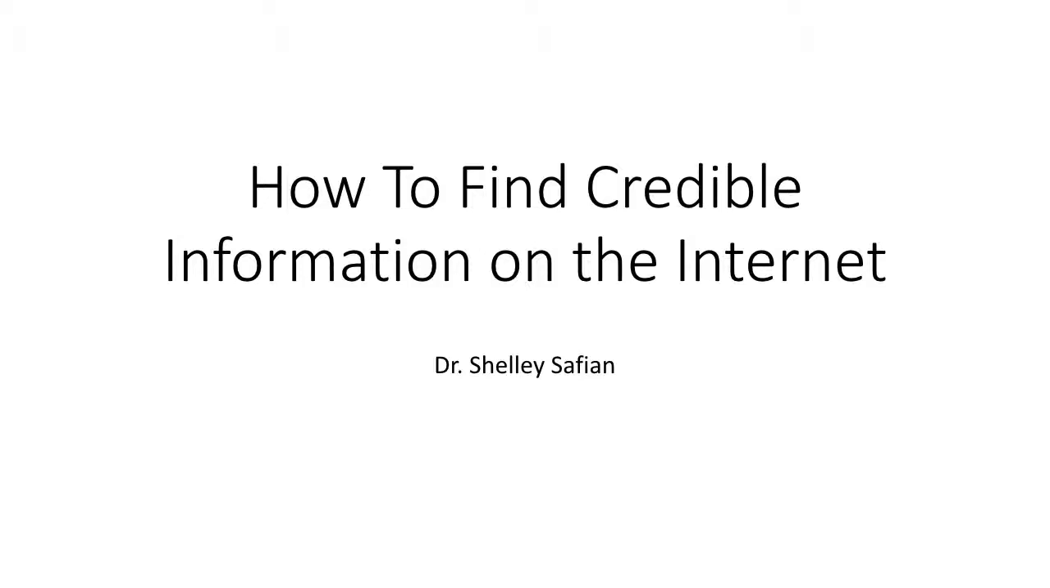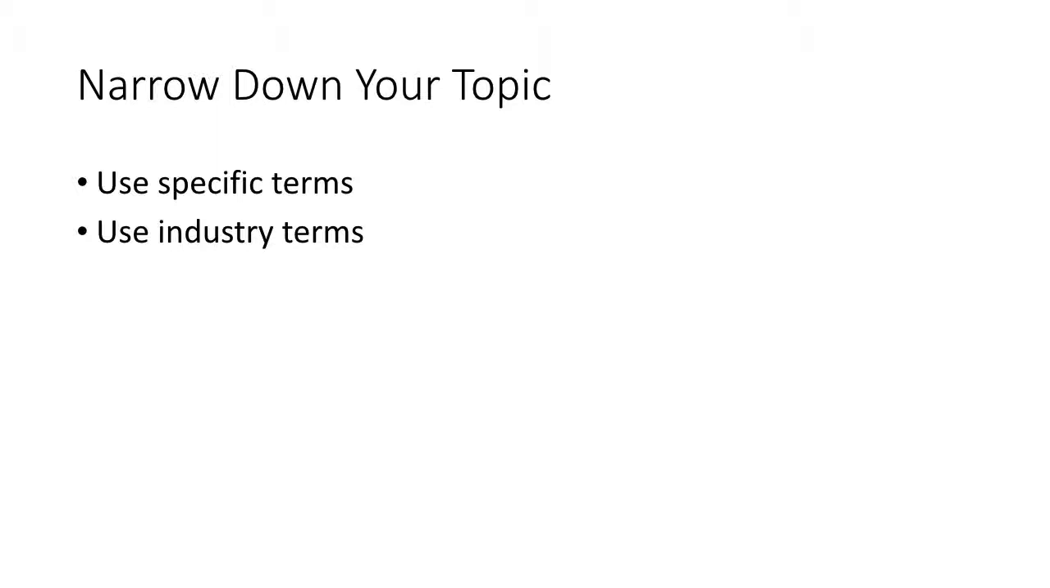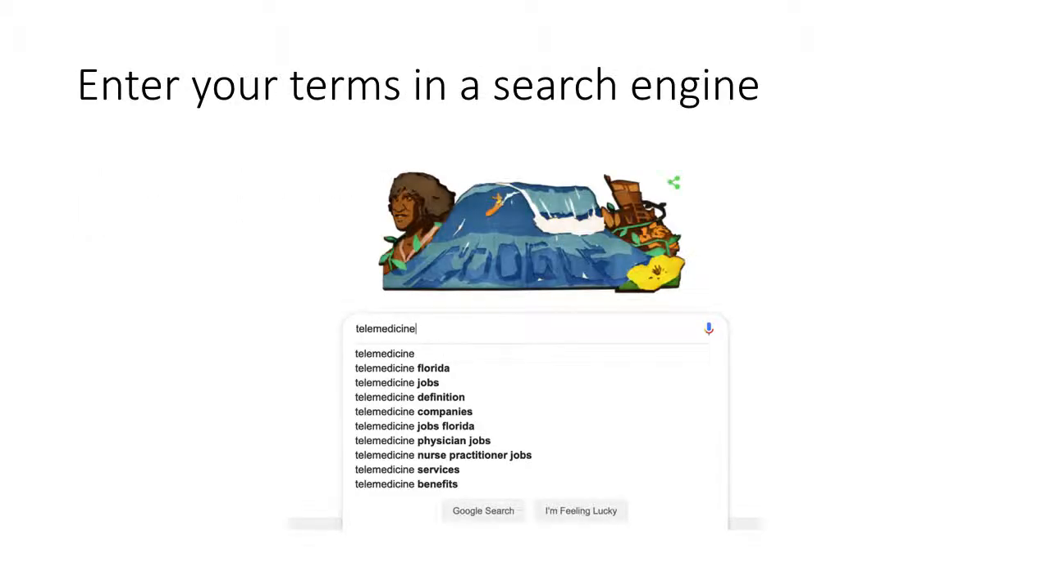resources from the internet. The first thing you want to do is narrow down your topic as specific as possible. Use industry terms like telemedicine or oncology as opposed to cancer. You want to make sure that you are ferreting out peripheral information that may really not be directly what you're looking for. Once you narrow down your terms, you want to enter them into a search engine.